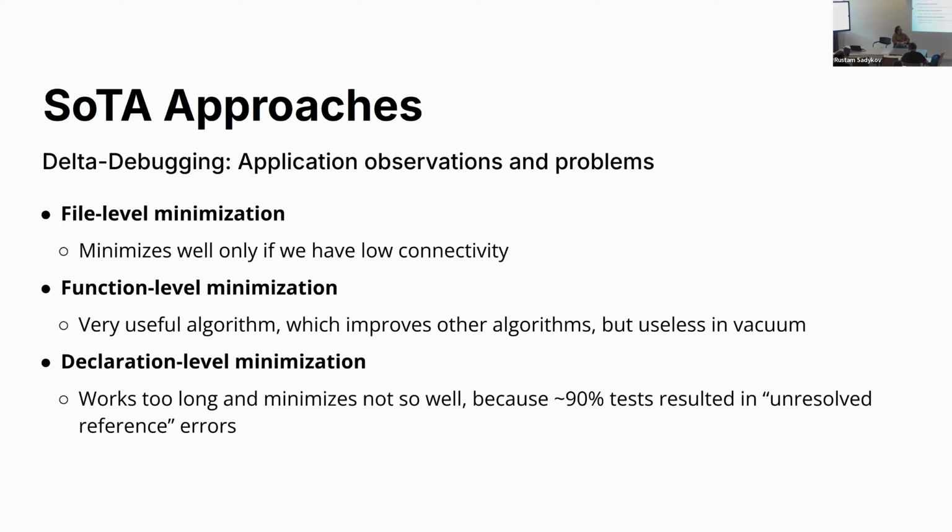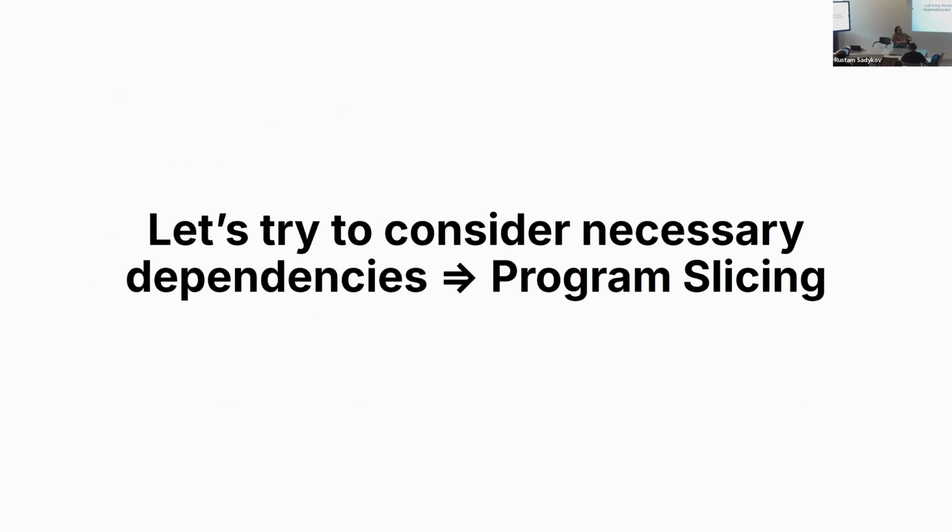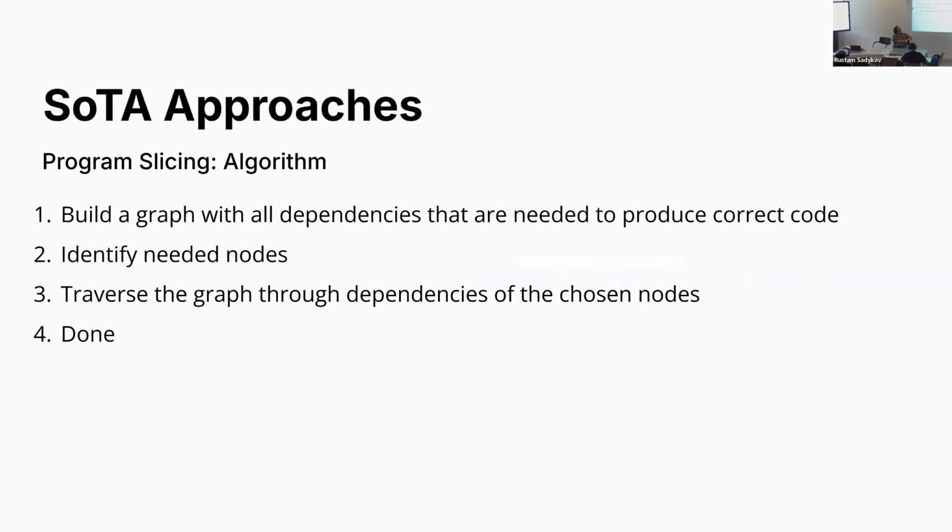And the problem we have here is that we're not considering a lot of information, like usages of the function, where one class uses another class in some way. So let's make an algorithm that considers all these dependencies, and here we come near the program slicing algorithm.